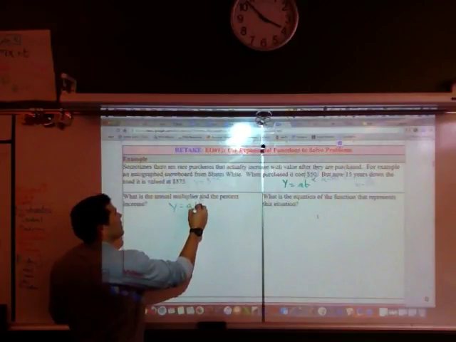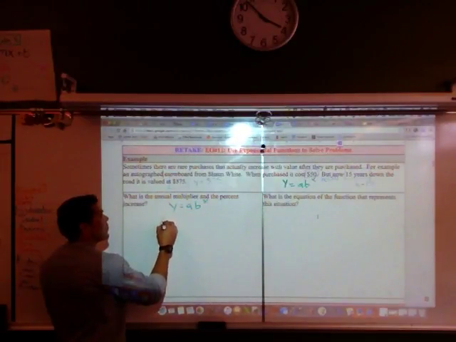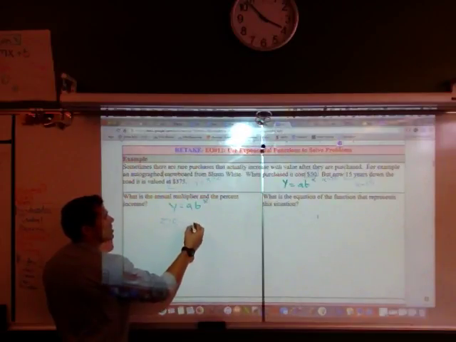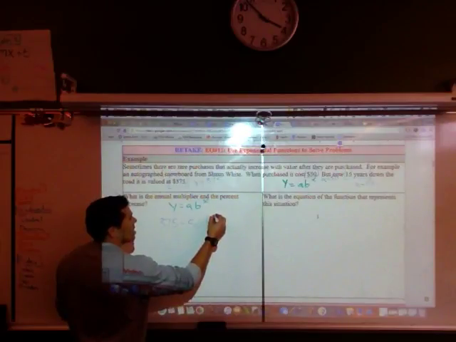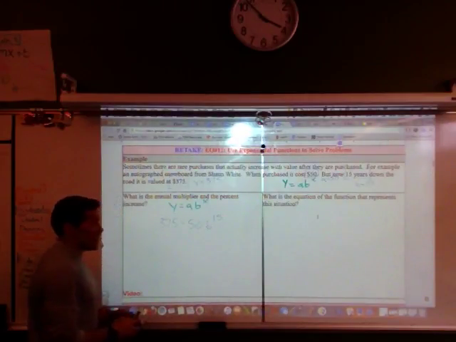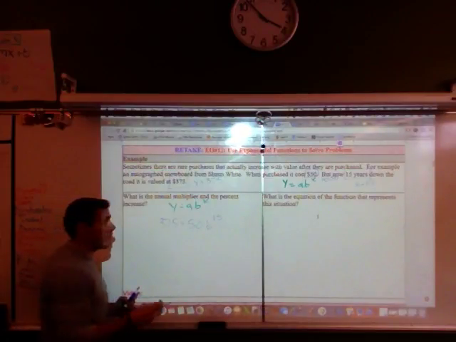y equals a b to the x. I'm going to go ahead and plug in 375. Set that equal to a 50, a b of which we don't know, and then an x of 15. So there's my original setup with b being the only thing missing. I just have to solve for it.